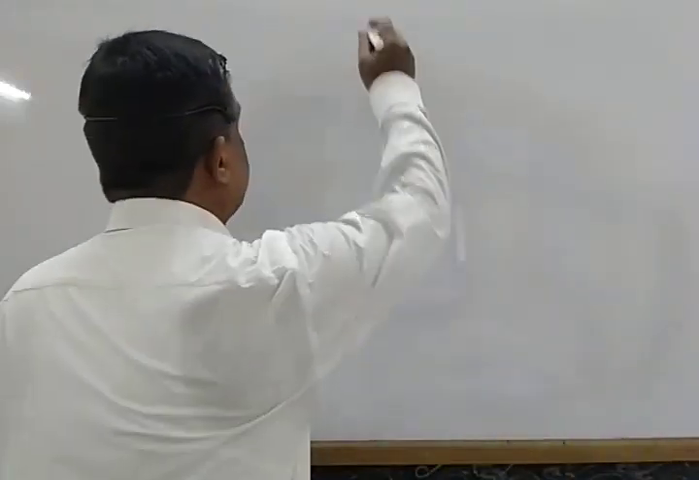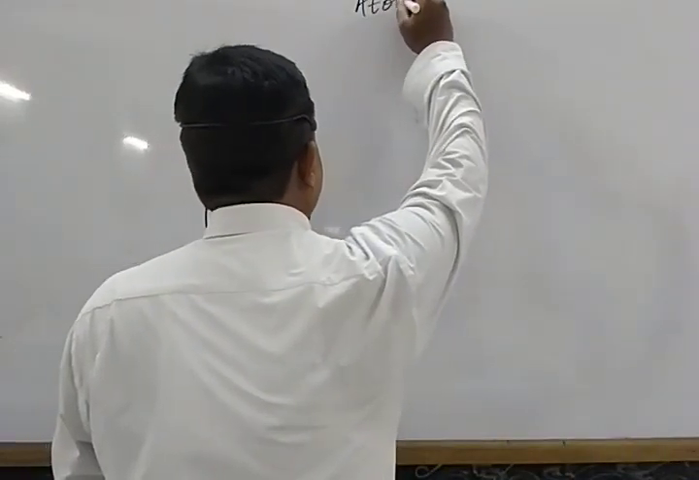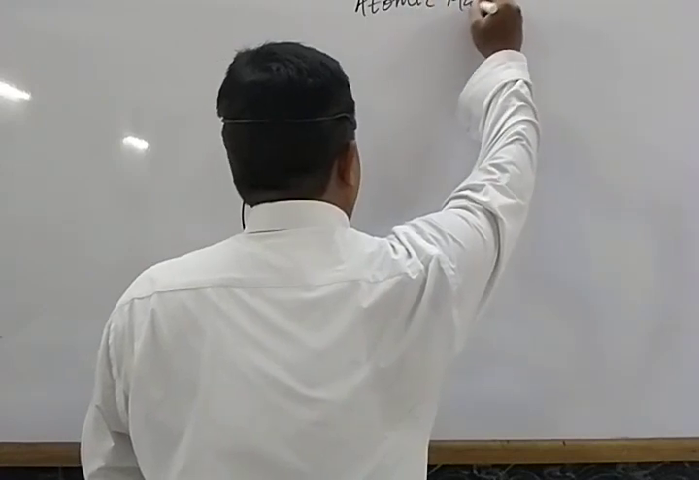So today in class 2 of the chapter basic concept of chemistry, I will try to give a little idea about atomic mass, molecular mass and equivalent mass. So let us discuss one by one. First one is atomic mass. Atomic mass.